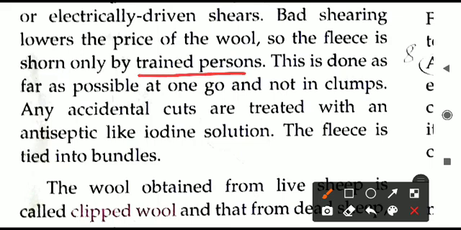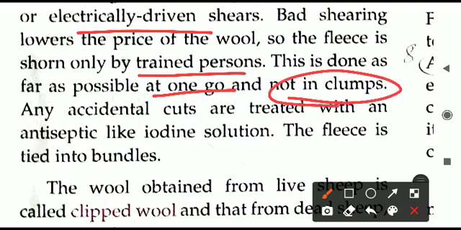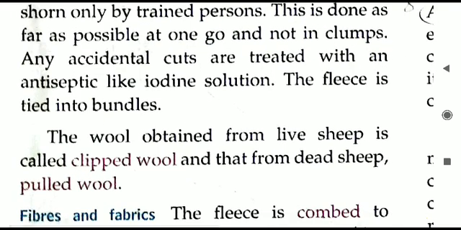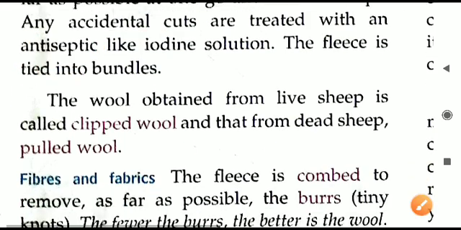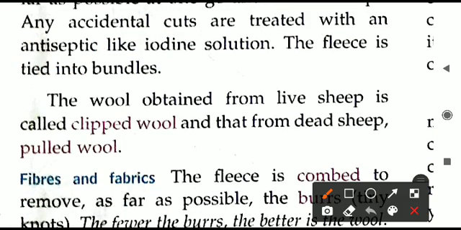Also it is done at one go, in one time only. If electrically driven machine or shears are used, in a single go they will take all the hair. That is not done in clumps. In a single go it is done. Also, if there is any accidental cut, antiseptics like iodine solution can be used on the body of the sheep, because that sheep is injured. That injury has to be treated with antibiotics, otherwise there are chances of infection.